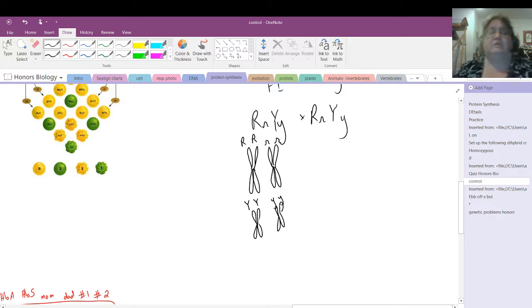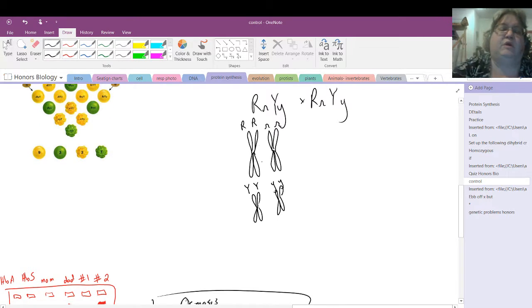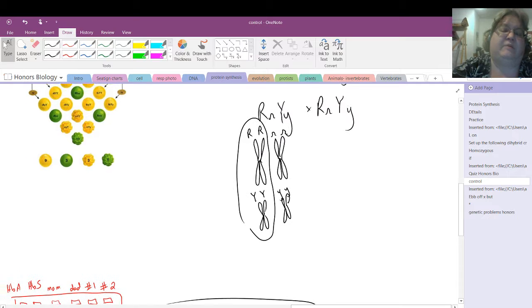Now, here's what you gotta remember. They don't have to line up like this. So let's think about scenario one. If these chromosomes lined up like this, when anaphase 1 happens, you would end up with two gametes, big R, big Y, and then little r and little y.